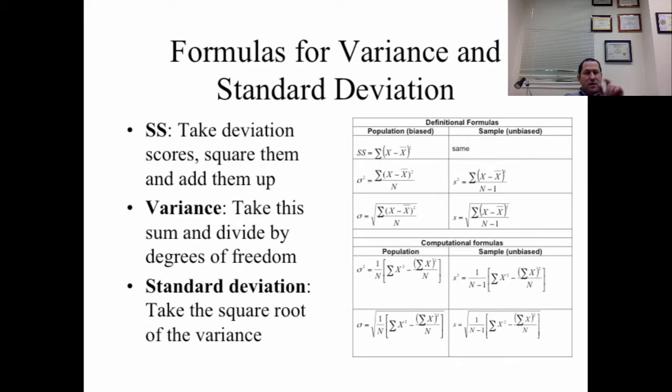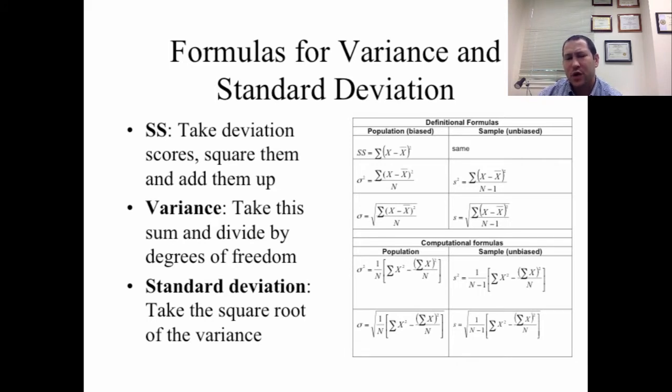As I said, n would be the total number, and in a sample we want it to be conservative, so we take one participant off. Okay, and so these are our formulas. So SS is an abbreviation of adding all the scores and subtracting them from the mean, and then squaring each one. Variance takes this sum and divides by your degrees of freedom.